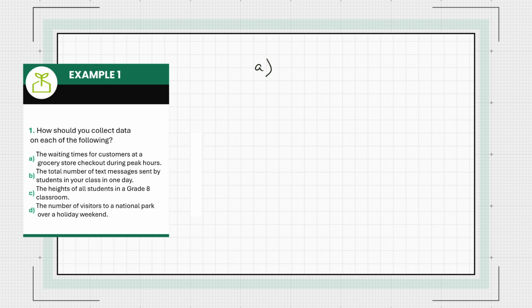If we look at 1A, we have the waiting times for customers at a grocery store checkout during peak hours. Because this is a specific location for a specific period of time, and there isn't any other locations to go to, observation will be best here. So if we do observation, perhaps we just go in and record different waiting times for each customer as they come through and see how many we get, or what an average will be.